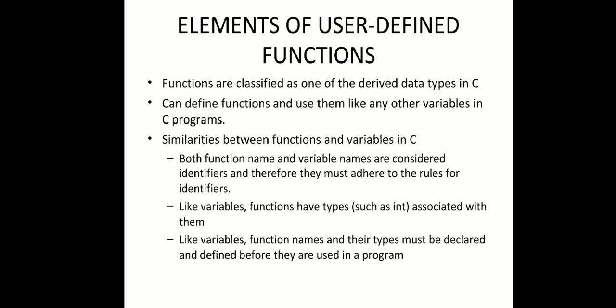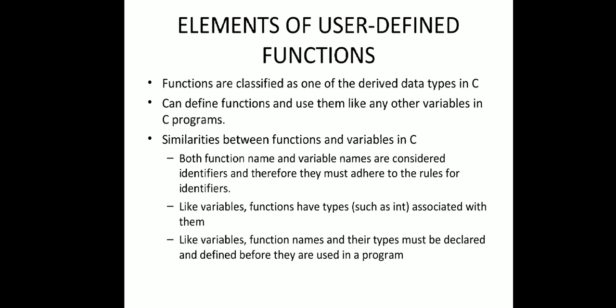What are the different elements of user defined functions? Functions are classified as one of the derived data types in C. So functions are nothing but derived data types. I hope you all remember the different types of data types, right? Basic data types, derived data types. I hope you all remember this. We can define functions and use them like any other variables in C programs.